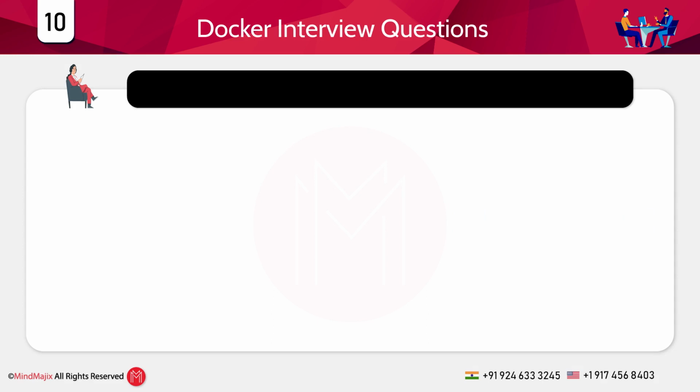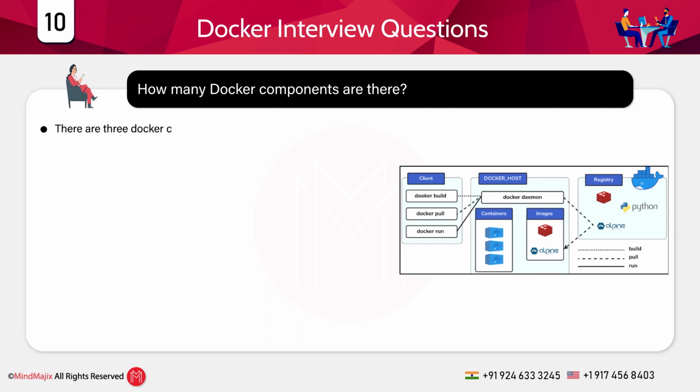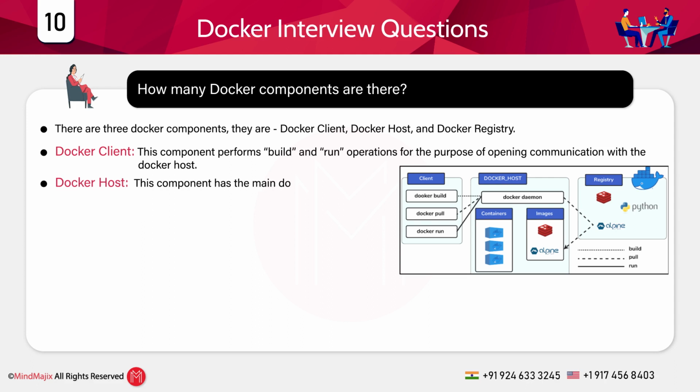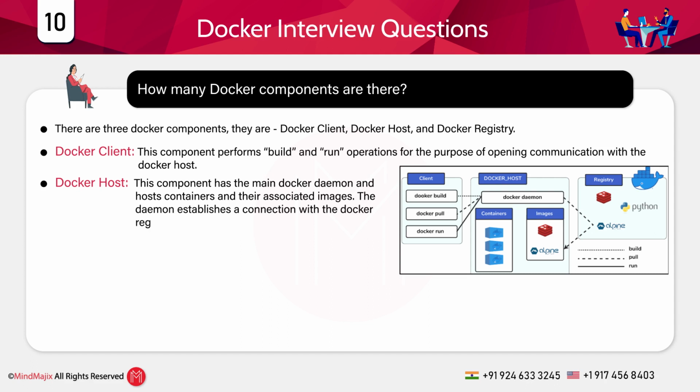Now the 10th question is, how many Docker components are there? So there are 3 Docker components. They are Docker client, Docker host, and Docker registry. Let's understand the Docker client first. This component performs build and run operations for the purpose of opening communication with the Docker host. Now the Docker host: this component has the main Docker daemon, the host containers, and their associated images. The daemon establishes a connection with the Docker registry.